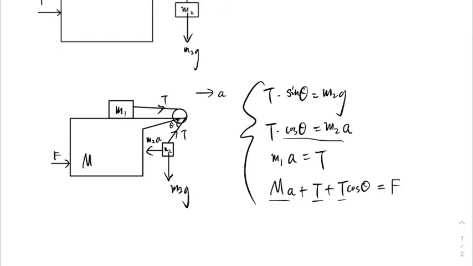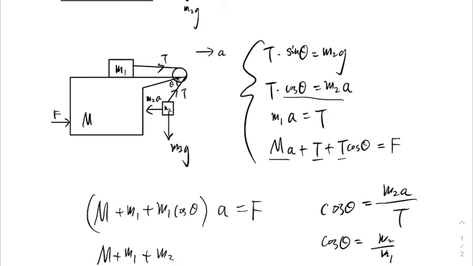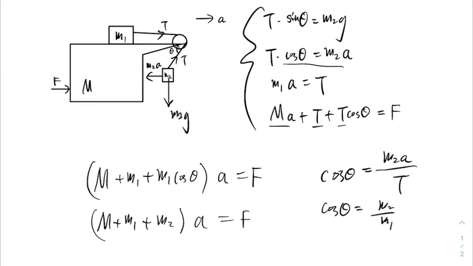Now to solve for F, we need to know what T is and what a is. From the second expression, we know m1 times a equals T. We can plug it back into our F equation. We have m plus m1 times cosine theta times a equal to F. Then what is cosine theta? From the second equation, cosine theta equals m2a divided by T. And T equals m1a. So cosine theta equals m2 divided by m1. Then let's plug it back into our original equation: m plus m1 plus m2 times a will be equal to F. So now all we need to know is the acceleration.